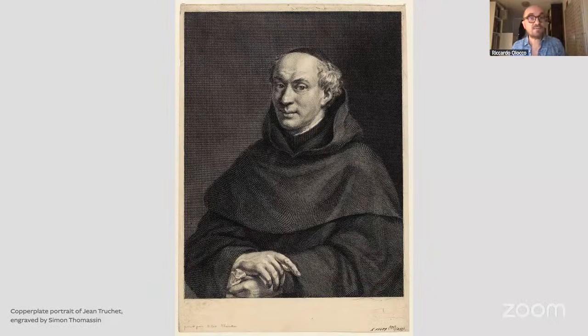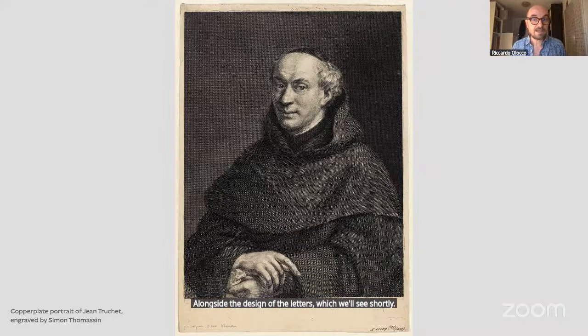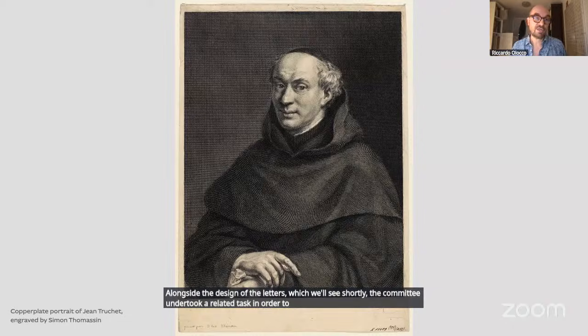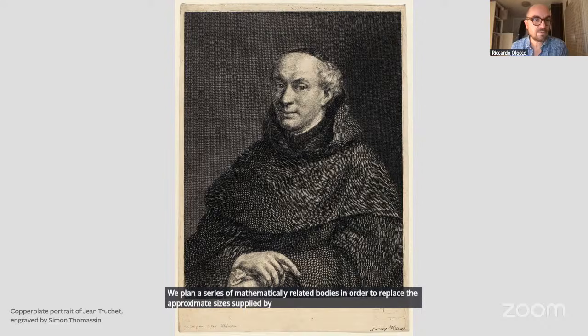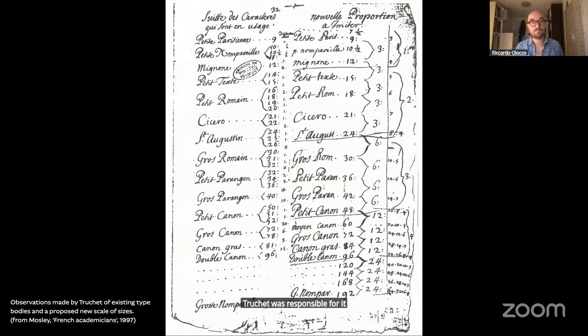Alongside the design of the letters, which we'll see shortly, the committee undertook a related task in order to improve the printing trade. They planned a series of mathematically related bodies in order to replace the approximate sizes supplied by contemporary type founders. Truchet was responsible for it.